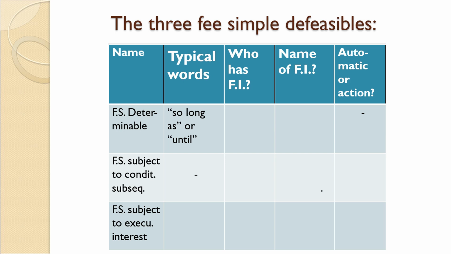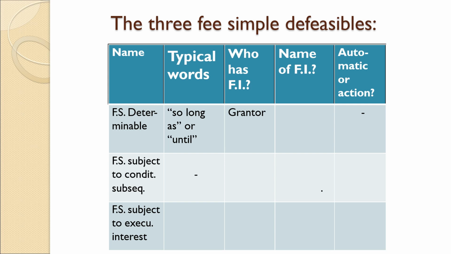I grant this property to A until animals are placed on the property, or until the house on the property is demolished. You get the idea. Now what about the next column? Who has the future interest? Well, the answer is the grantor.